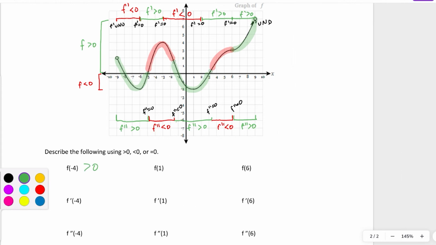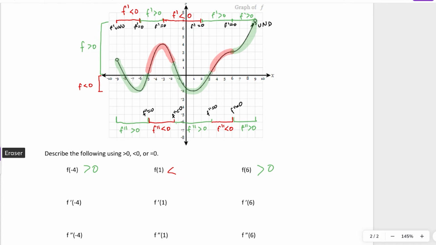Now we could see at -4, the value of f is positive. At 1, is it positive, negative, or 0? Yeah, it's negative. Because we can see at x equals 1, the value of f is below the x-axis. At 6, you can see the value of the function is above the x-axis and therefore positive. Oh, wait, did I say less than 1? Why did I write that? Let's fix that. Less than 0.